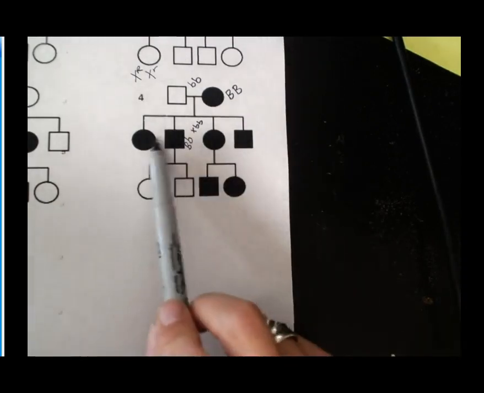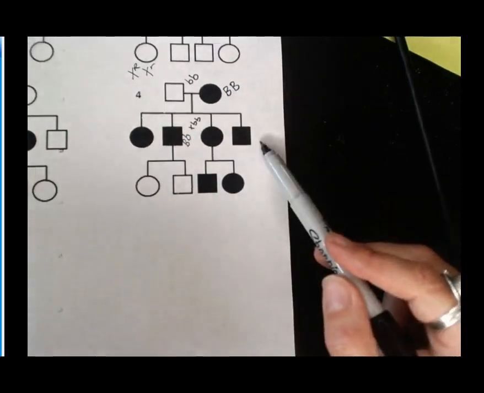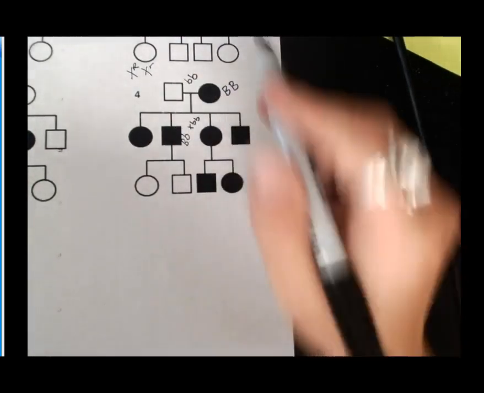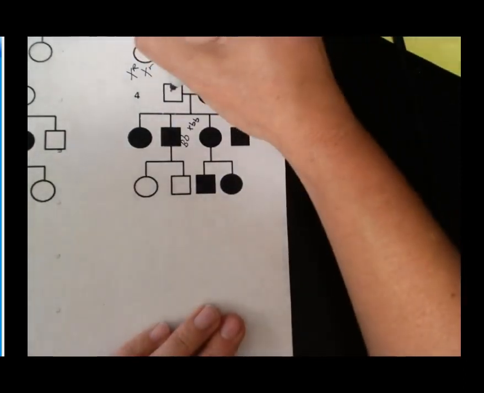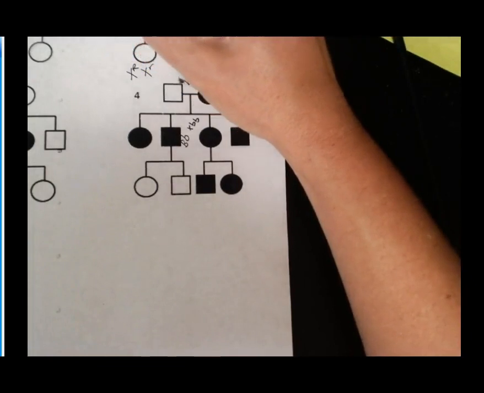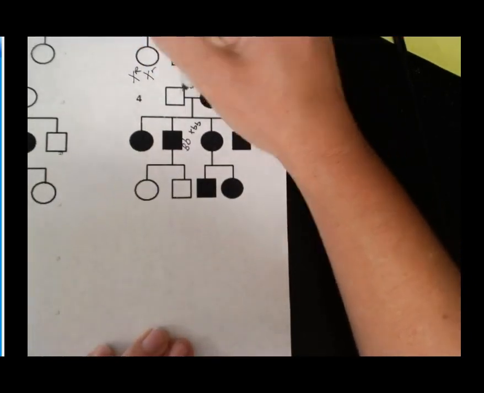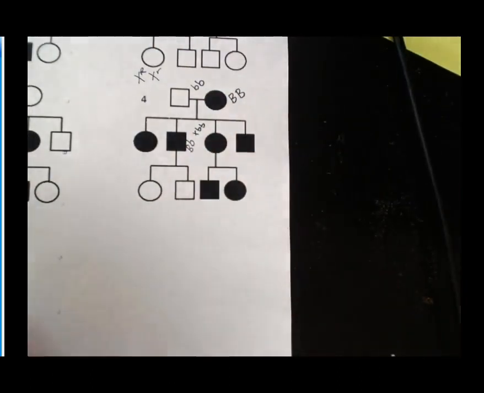Oh, actually, we don't know because we don't know that other parent. But anyway, that's what I would interpret when you have all of them having a trait when one parent doesn't. Now, okay, if this parent was shaded in, then you could say, well, maybe it's recessive, but the fact that this parent is not shaded in, just one is, I'm thinking it's autosomal dominant.